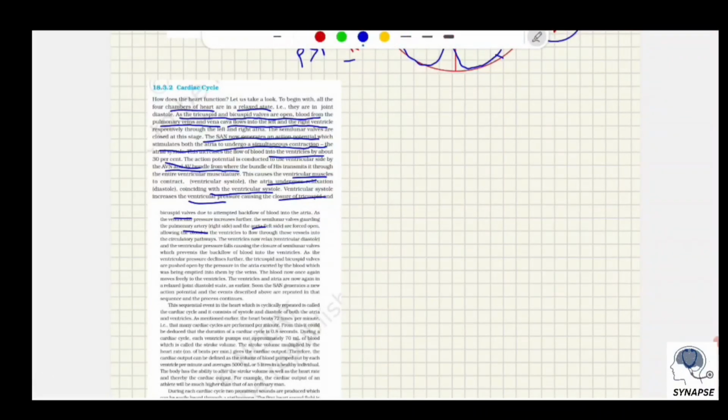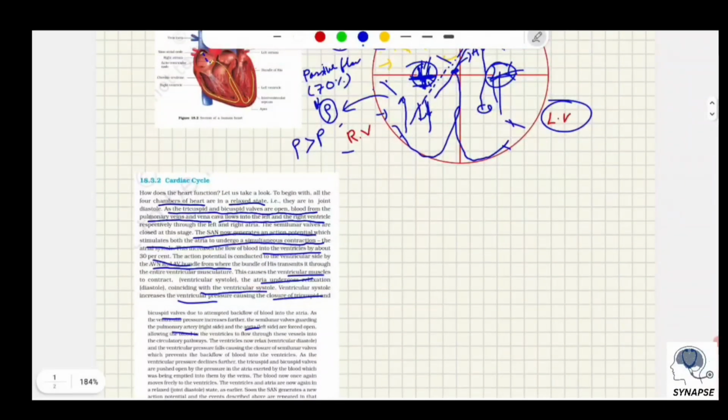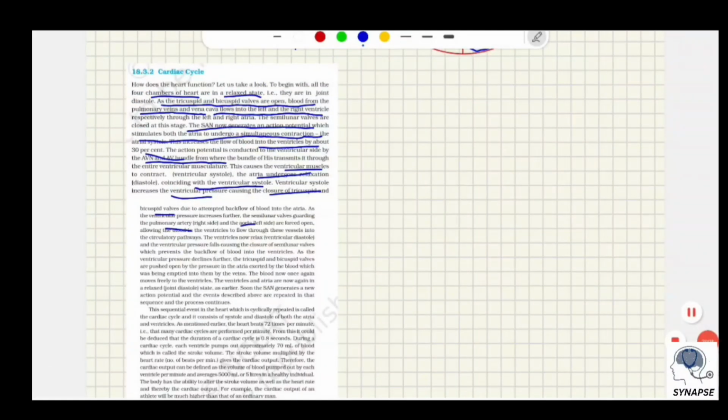there are some terms like stroke volume. Stroke volume is the volume of blood pumped by each ventricle. Whatever volume of blood is pumped by each ventricle, moving into the aorta and the pulmonary artery, is the stroke volume. Now we will start with the ECG.